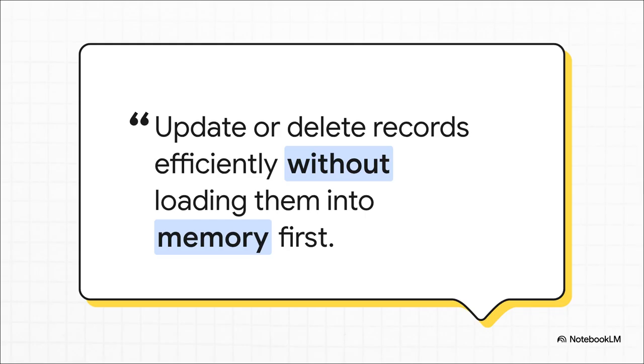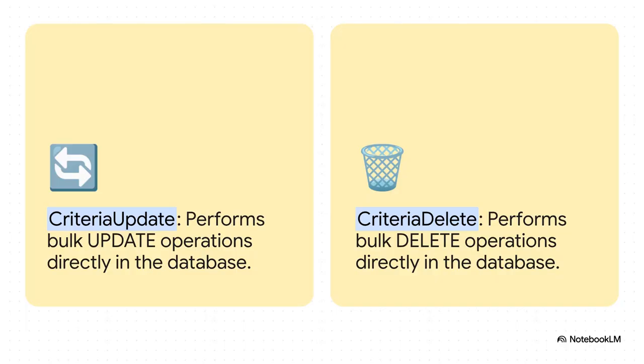Think about it. Normally, if you want to update, say, 1,000 records, you would have to load all 1,000 of them into your app's memory, change them one by one, and then save them back. It's incredibly slow and eats up memory. But bulk operations let you tell the database directly, hey, just update all the records that match these rules, without ever touching your application's memory. It's a huge deal. And the two main tools for this job are criteria update and criteria delete.